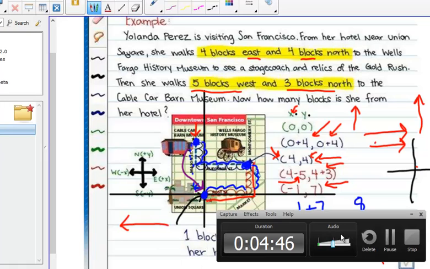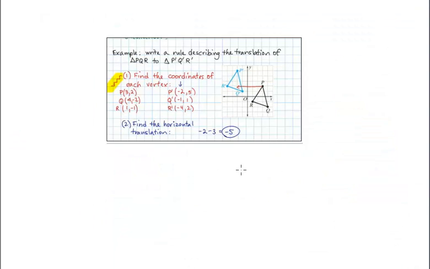And let's look at another one. Okay, in this one, the idea is to write a rule describing the translation of PQR to P prime, Q prime, R prime. All that is what happens after this thing they put up here we just call P prime. And that's what it's called after translate. So all we want to do is, there's a horizontal translation, which is left and right, and there's a vertical translation going on, which is up and down.